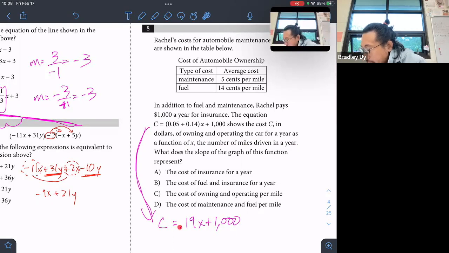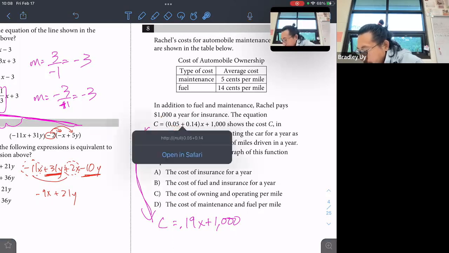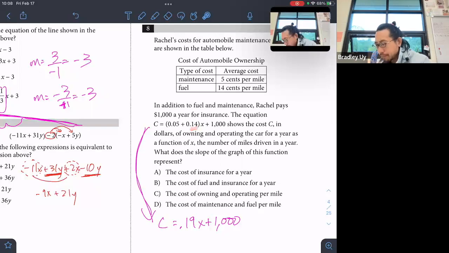And 0.19 is the sum of the maintenance and the fuel, okay? As we see, that's where these numbers came from. That's maintenance per mile, and that's fuel per mile, okay? And C is the total cost of operating and owning a car within a year, okay? So this question is asking for what is the slope of the graph. Since this is basically in slope-intercept form, if you recognize that, guys, this is y equals mx plus b form.